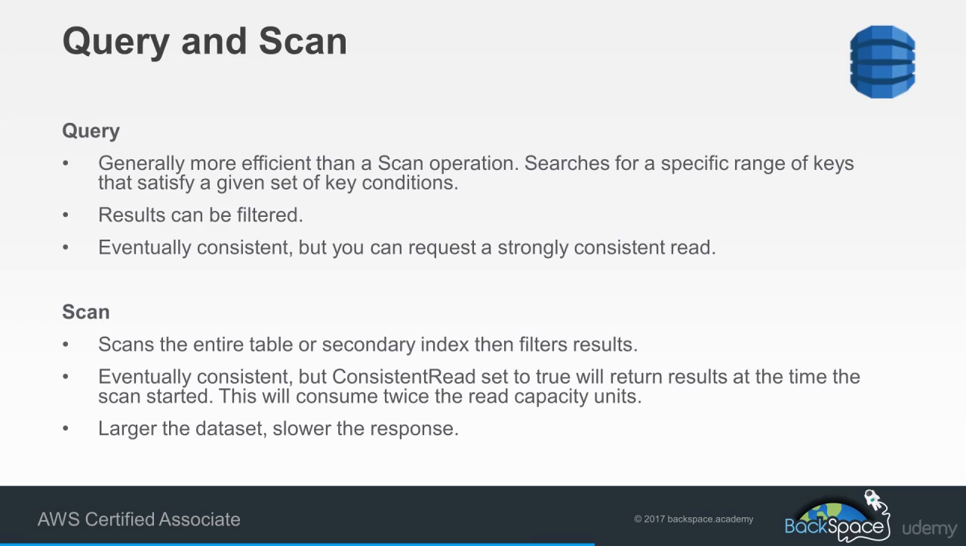So if consistent read is set to true and you send off a call with a scan, the results that return will be the results at the time the scan started. One thing to consider is that this will consume twice the read capacity units over an eventually consistent read.